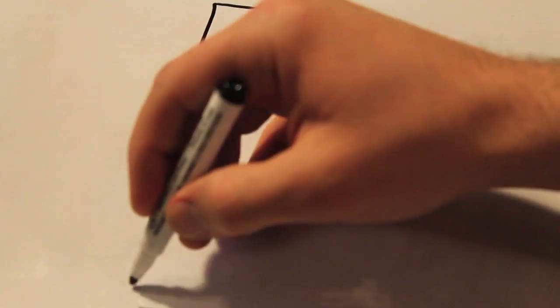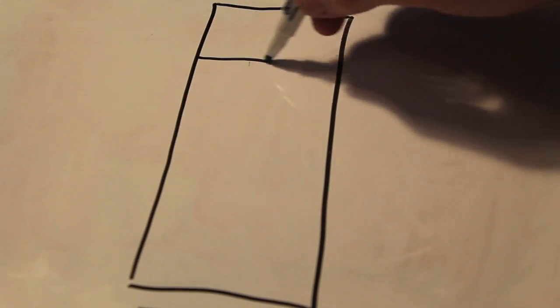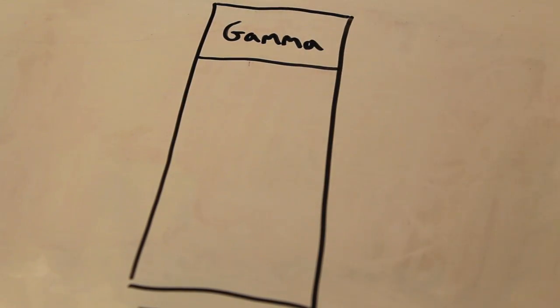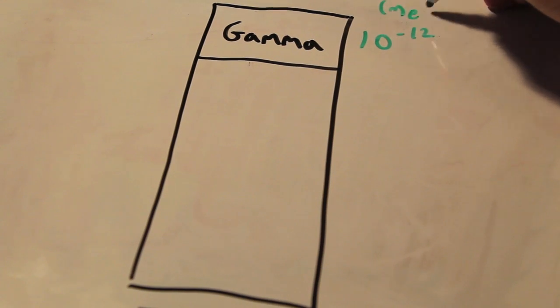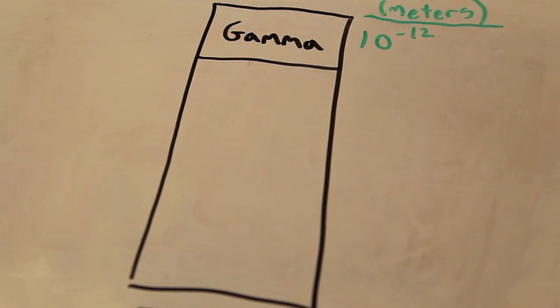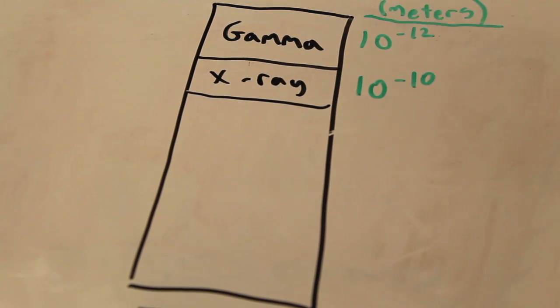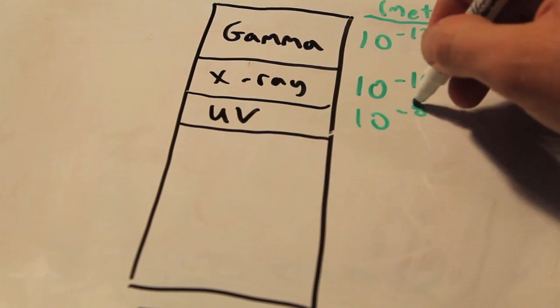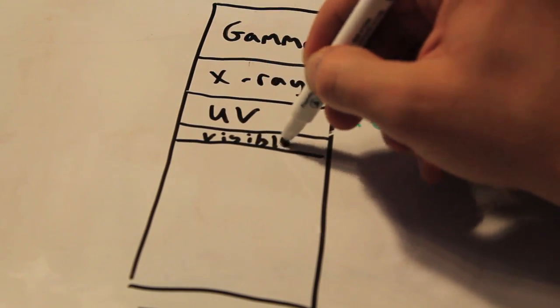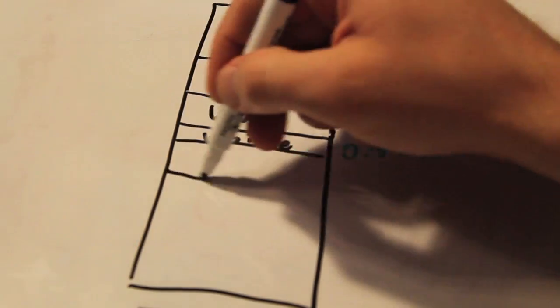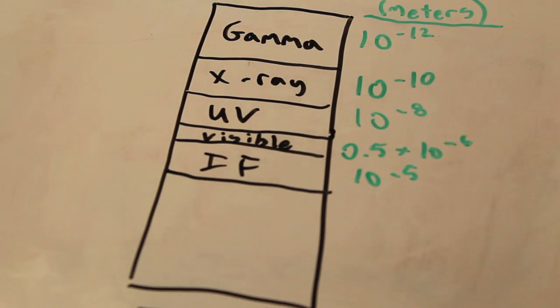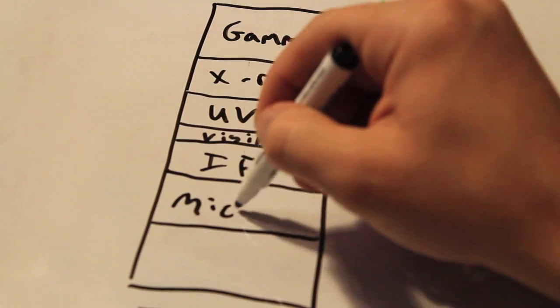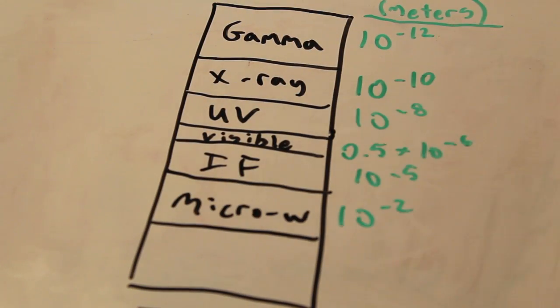Let's talk about the different types of electromagnetic radiation and their respective wavelengths. At the top of the list we have gamma radiation, coming in at 10 to the negative 12 meters. We'll talk about those sizes later. Next we have X-rays, coming in at 10 to the negative 10 meters. Next, there's ultraviolet rays, coming in at 10 to the negative 8 meters. Then our visible spectrum at 0.5 times 10 to the negative 6 meters. Then infrared at 10 to the negative 5th, microwaves at 10 to the negative 2nd, and then radio waves at 10 to the 3rd.